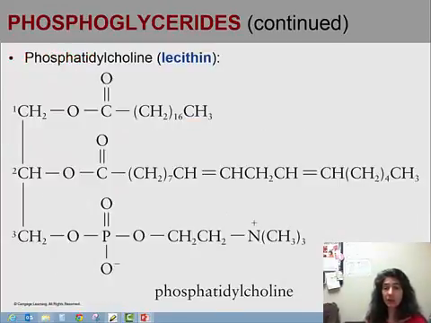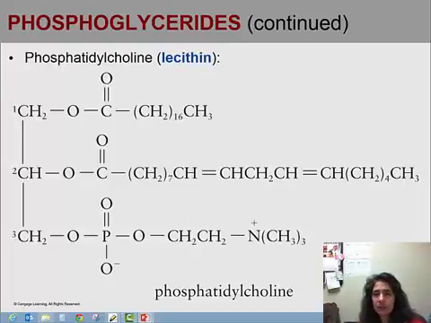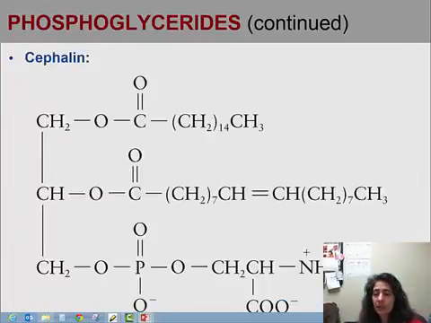So this is just saying, alright, let's look at lecithin. We said that has choline attached. It's our basic structure, and just that R double prime is a choline. And so here we go, here's what it looks like. Cephalin, all we've changed is our amino alcohol at the bottom.